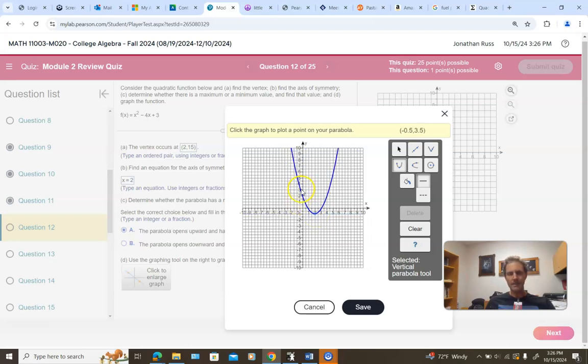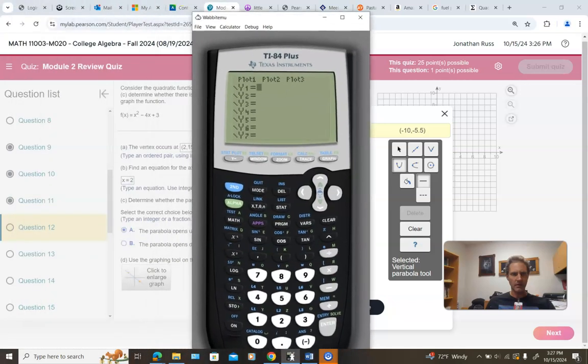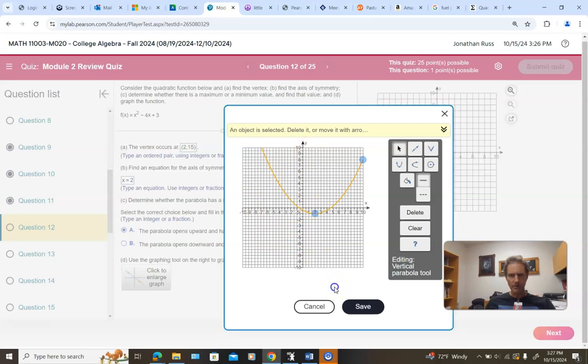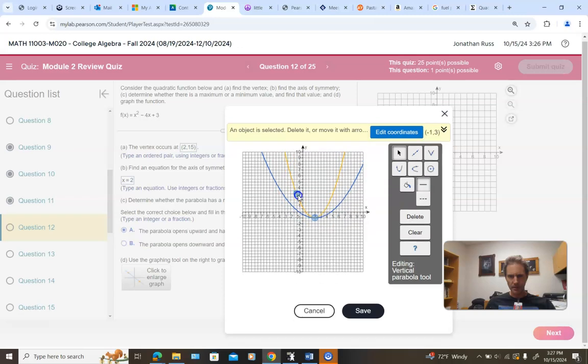Now, I need a second point, and for that, what you can do is you just plug this function into your calculator if you want. So it's x squared minus 4x plus 3. I'm going to go to the table, and I can see here's another point, -1, 8. You just need one other point. I can move this point here. I'm going to move it to the left, and then move it up 8.